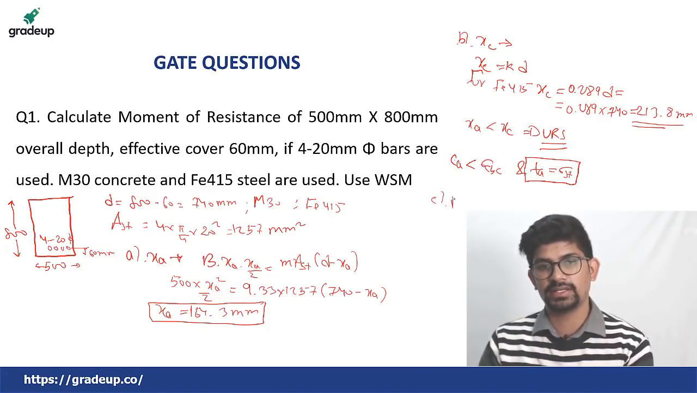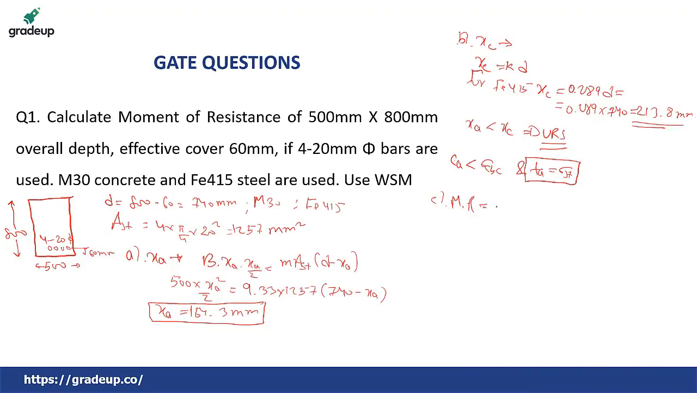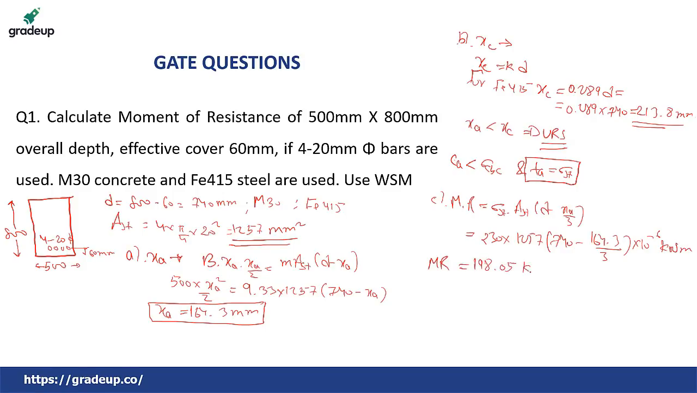In the third and final step, calculating the moment of resistance, it will be sigma st into ast into d minus xa by 3. Now, sigma st for Fe415 is 230 into 1257, the value of tensile steel we have already calculated, into 740 minus xa, which is 164.3, divided by 3, into 10 raised to the power minus 6 to calculate in kilonewton meters. After solving this, you will get 198.05 kilonewton meter.